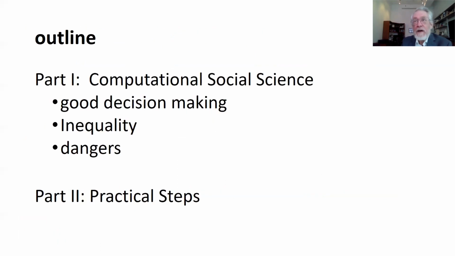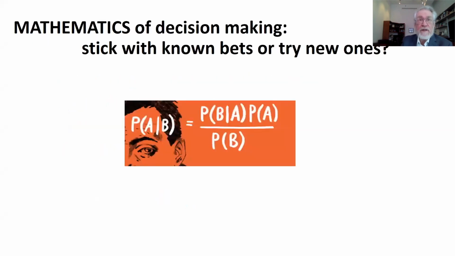So the outline of what I'm going to talk about is the computational social science view of societal decision making, what goes into good decision making, inequality and dangers. And then I want to talk a little bit about practical steps, because I spend a lot of my time doing things that result in policy. And I've been pretty good at it in terms of actually getting things to change.